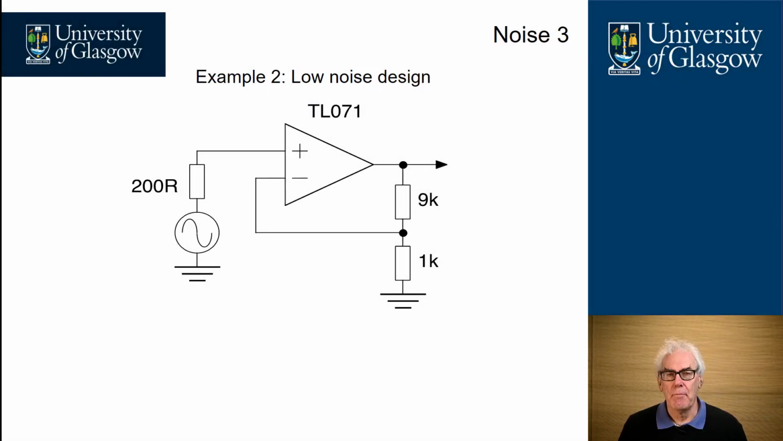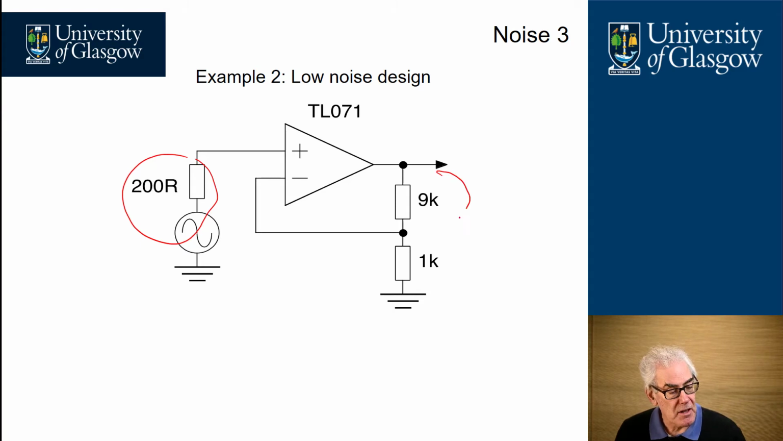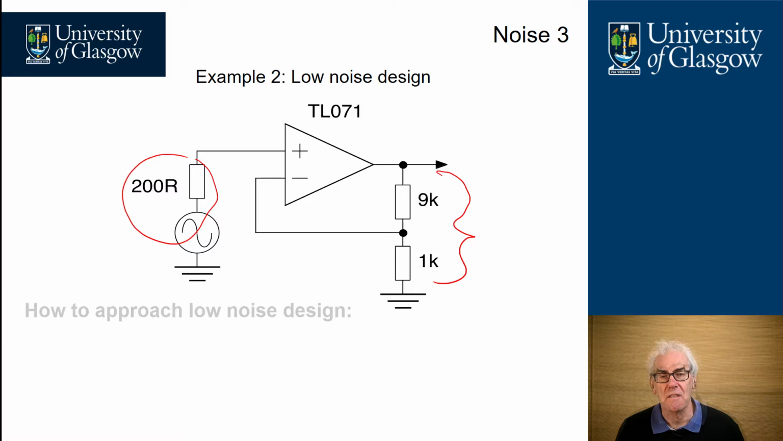Let's take another example. And in this example, we've got a source sensor with a resistance of 200 ohms, and we've got a TL071 low-cost operational amplifier configured as a non-inverting gain of ×10 by using a 9K resistor and a 1K resistor. Let's look at how we do the noise analysis for this circuit.